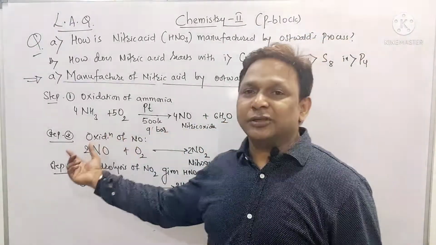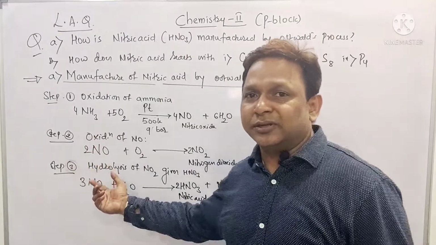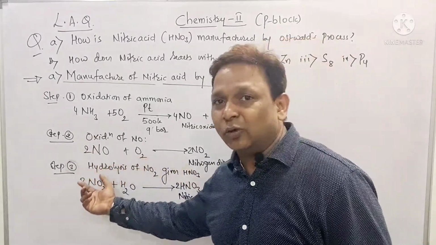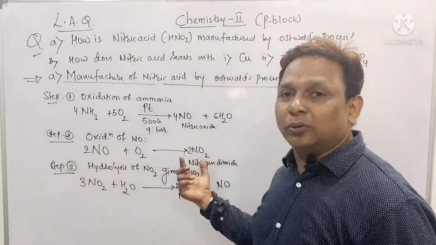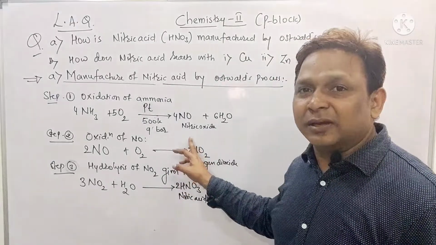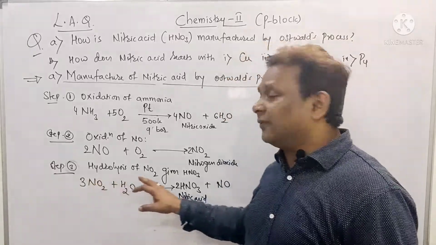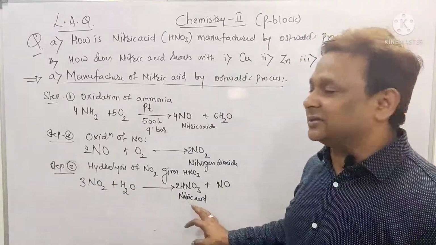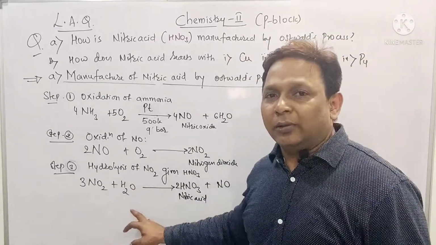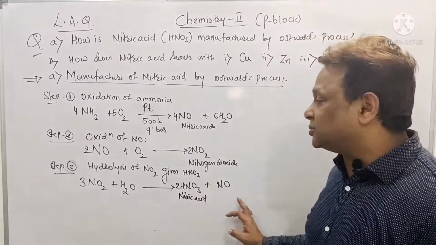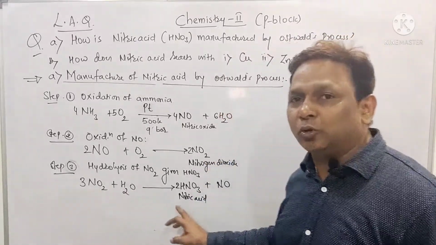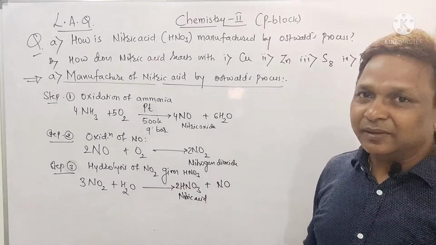Second step, oxidation of NO. NO on oxidation gives rise to NO2. NO plus O2 gives NO2. NO is called nitric oxide, NO2 is called nitrogen dioxide. Third step, hydrolysis of NO2 gives rise to nitric acid: NO2 on hydrolysis gives nitric acid plus NO. 3 moles, 1 mole, 2 moles, 1 mole. Is it clear?